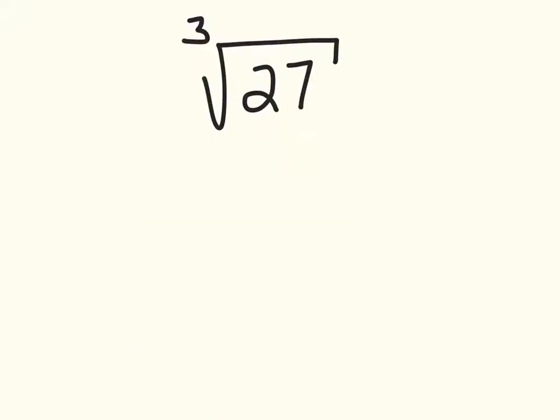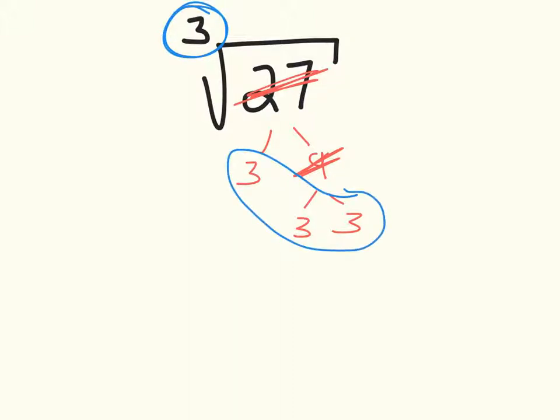Alright, try this one. The third root of 27. Hit pause, and then hit play when you're ready. 27 can be divided by 3, and you get 3 and 9. 9 breaks up to 3 and 3. I'm looking for 3 matching numbers. I've got 3 matching numbers right there.